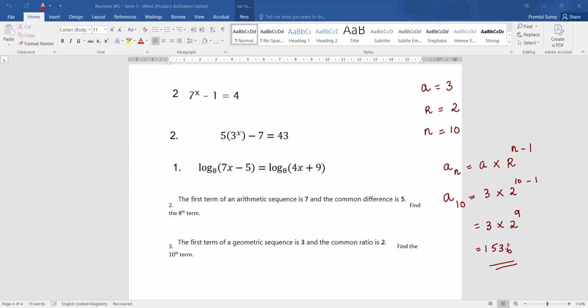So we covered almost all the different variety of questions that will be in this particular worksheet from the topics exponential and logarithm, solving exponential equations, solving logarithmic equations, operations, that is addition, subtraction, multiplication and division of rational expressions, then solving rational equations, and finally arithmetic and geometric sequences.